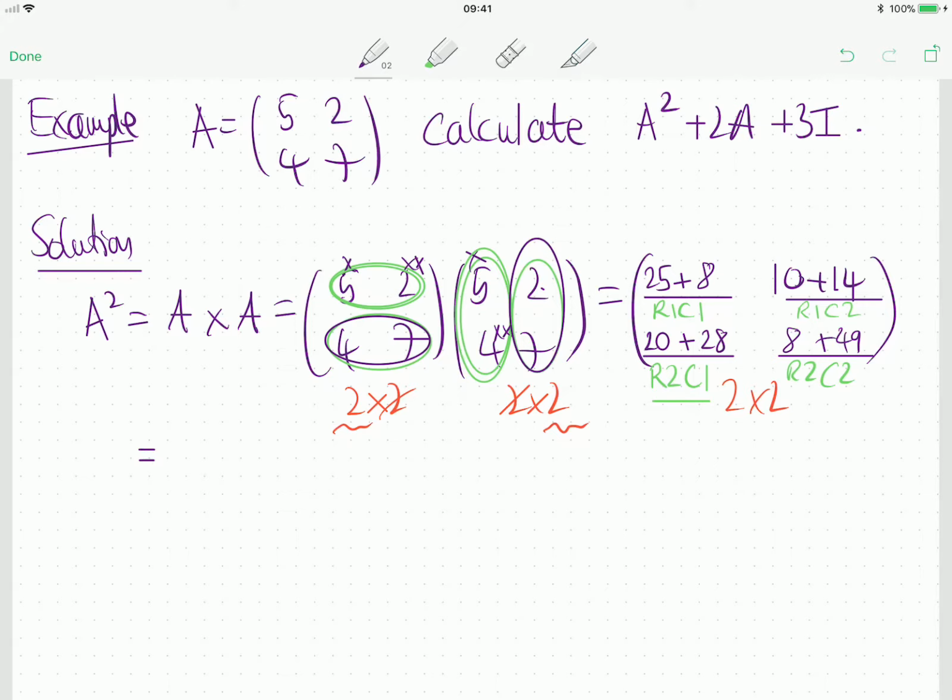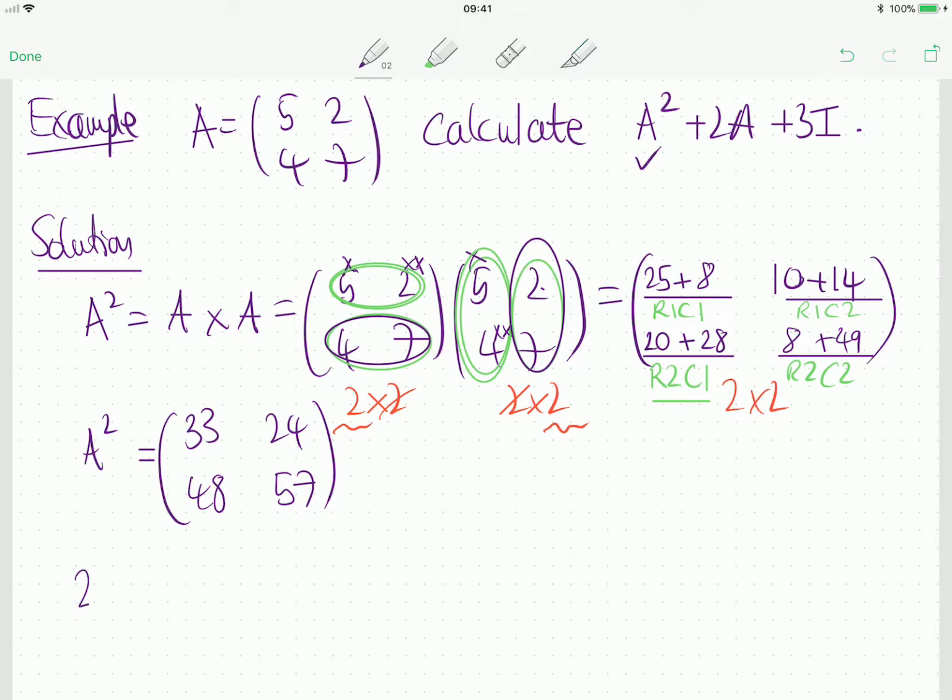So A squared is 33, 24, 48, and 57. So that's the first term.